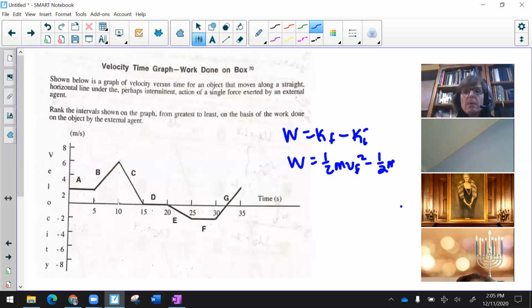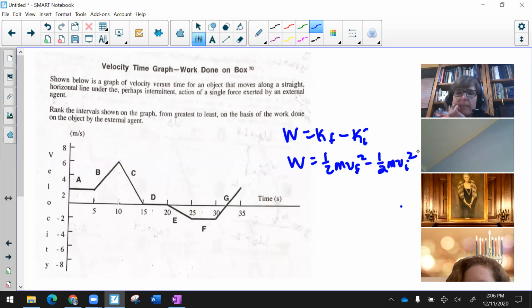And you just look at the slope of the line, and for the greatest is B and G, I think. Oh, okay. So you want to look at the slope between V initial and V final. Okay. Yep.